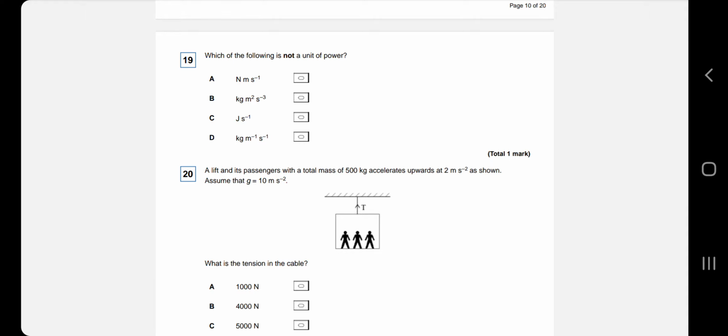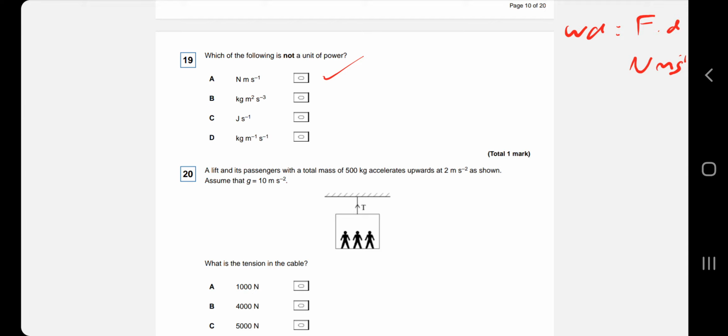So question 19, which of the following is not a unit of power? So this is some dimensional analysis and some equation playing about with the units. So the first one, newton meters per second. Well, we know that work done is force times distance. So work done can be expressed as the newton meter. So obviously work per second, or newton meters per second, would be power. So that is actually correct.